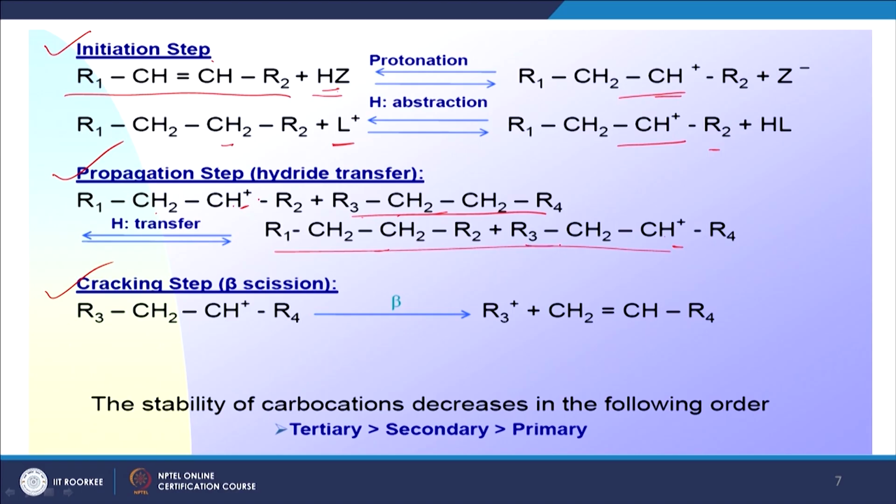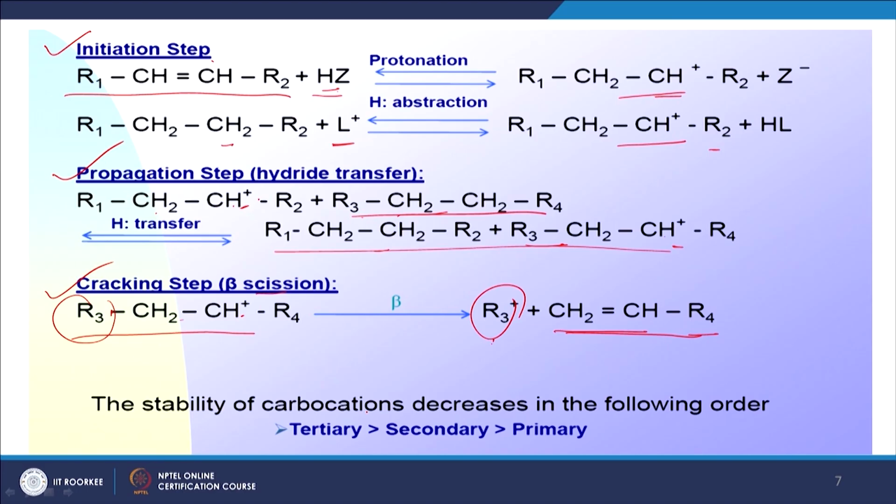And then the cracking step. We are getting this carbocation, and there will be some cracking in this chain. Beta scission it is called. Beta positions, if we have a positive charge here, these positions will be cracked. So, we are getting here R3 plus and then CH2 CH and R4. There will be some double bond and R3 will be separated as R3 plus and then we are getting this other product. This is called the cracking step. So, we are getting a smaller hydrocarbon now from a bigger one. That is desirable to improve the quality.